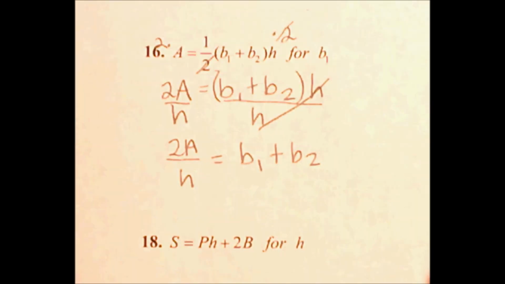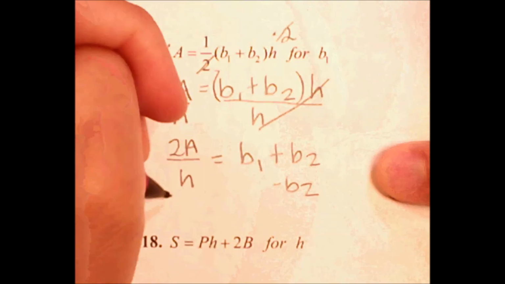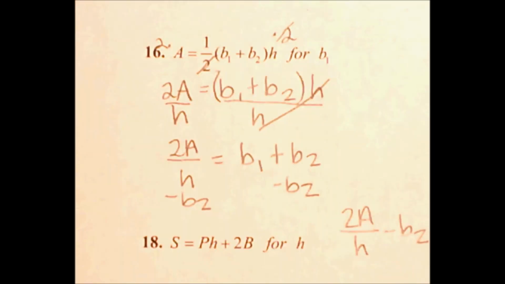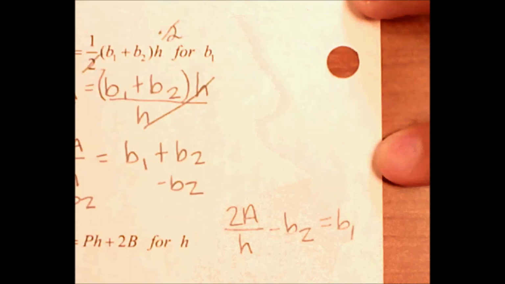And we're trying to get b1 by itself, so we have to get rid of the b2 by subtracting it from each side. So 2a over h minus b2 equals b1.